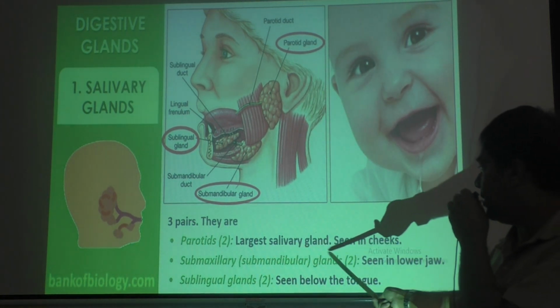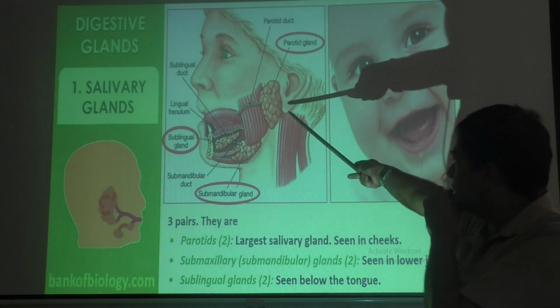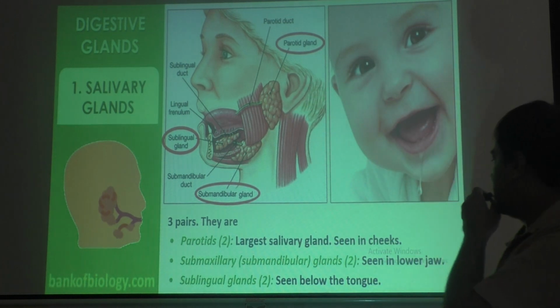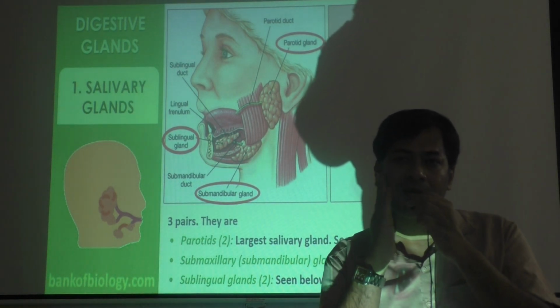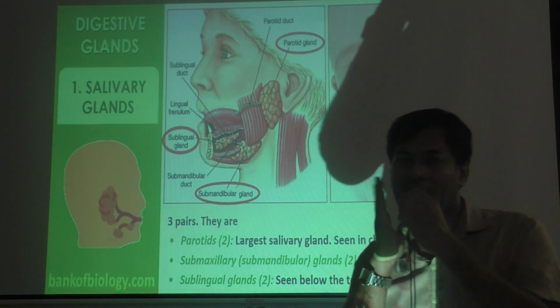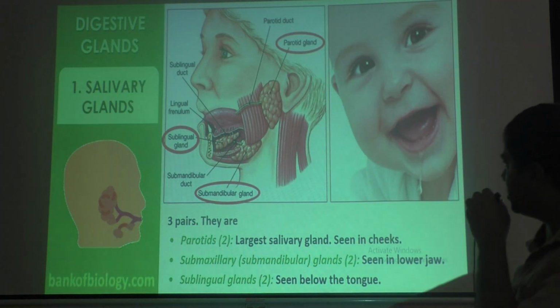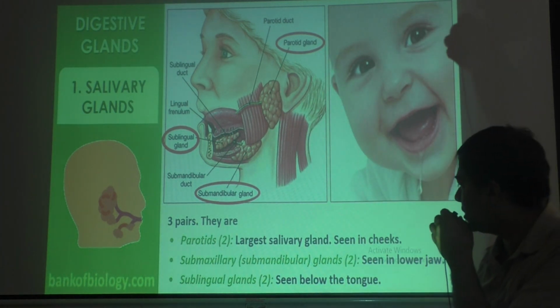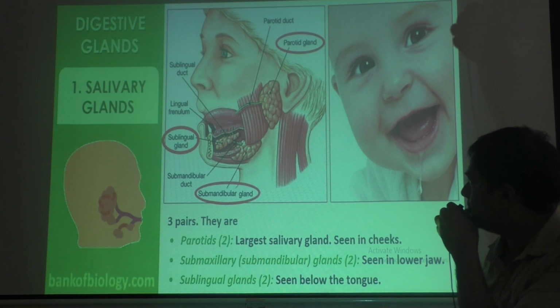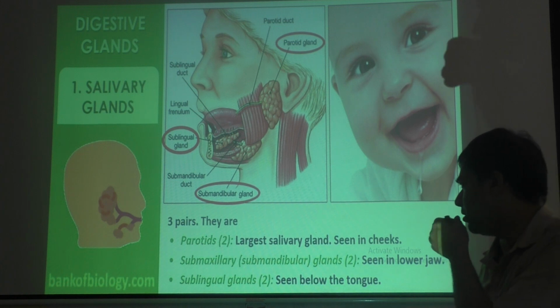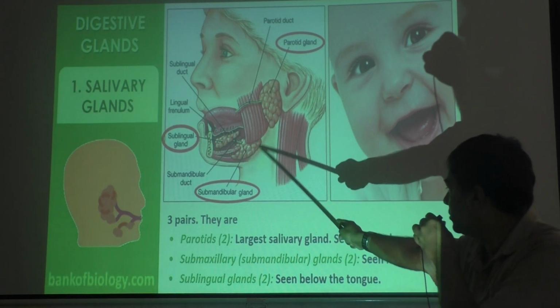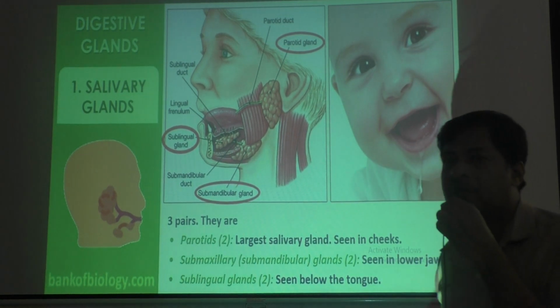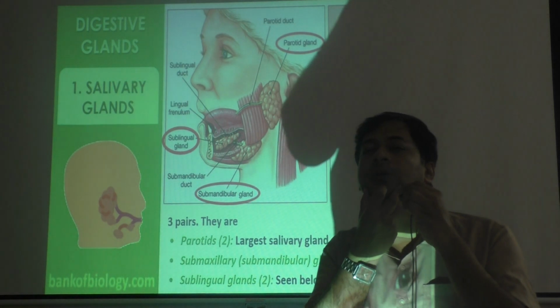The largest salivary gland is the parotid gland. What you see there, that orange colored part they are showing, it is seen in the cheeks. Cheek part here, kenne baga. ನೀವು ತುಳುದಲ್ಲಿ ಕೆಪ್ಪೆ ಅಂತೀರ ಅದಕ್ಕೆ, whatever. Okay, so cheeks. Then the submaxillary gland. It is also called the submandibular gland. Here, this part. It is seen in the lower jaw. Here, this is the lower jaw.